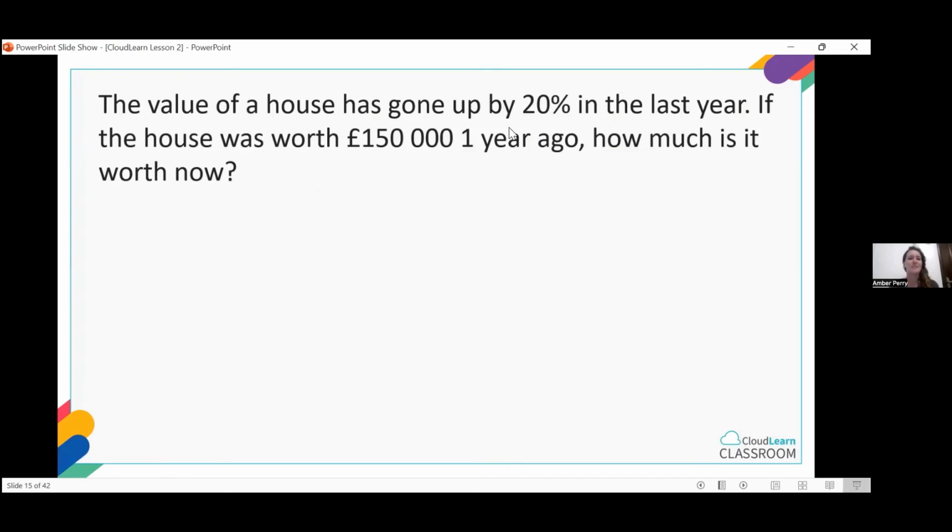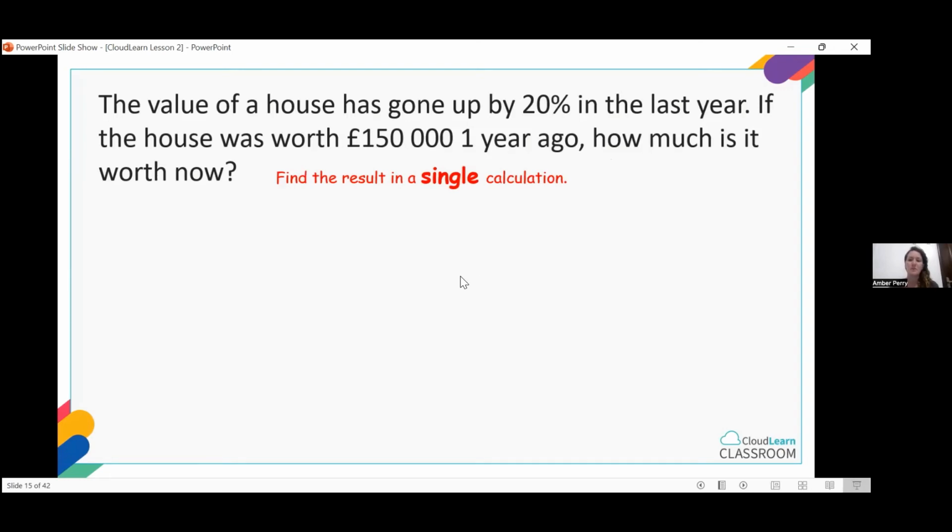Okay, so the value of a house has gone up by 20% in the last year. If the house was worth 150,000 one year ago, how much is it worth now? Basically, what is the percentage increase of 150,000 increased by 20%? And how could we do that as a single calculation? What one calculation would we be able to do?